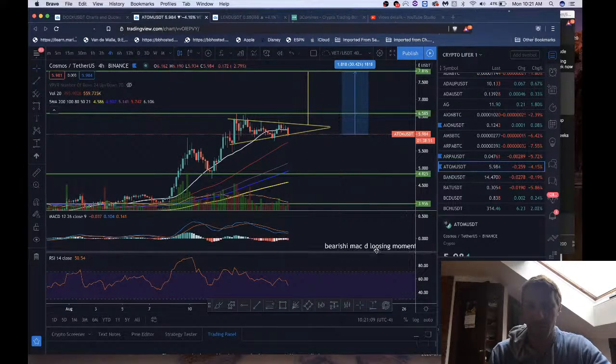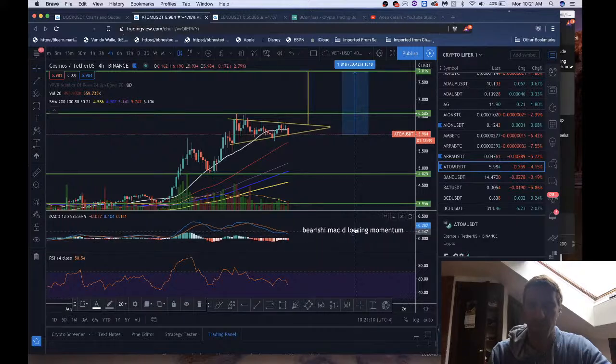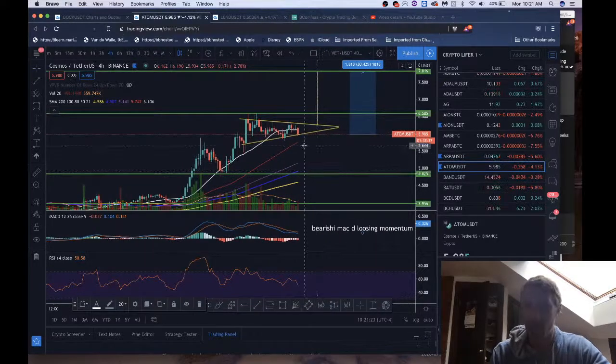At first, I didn't like to say that. I was like, no. Okay, so we have bearish MACD losing momentum. You can see this blue line will probably come down, and eventually it's going to turn. And when that turns, that's going to be an indication that this is going to come back to the top of the trend line, break through the triangle, and then begin a move. I would buy this right now.